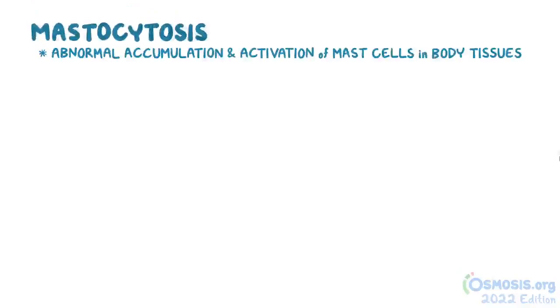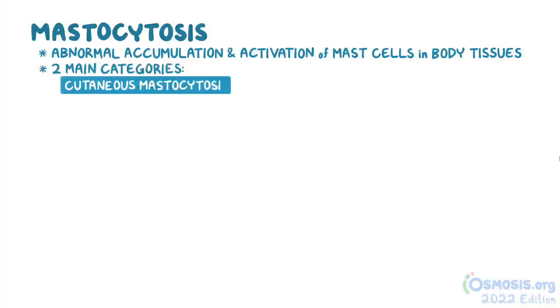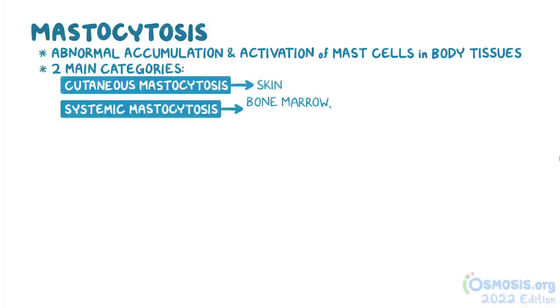As a quick recap, mastocytosis is a rare disorder characterized by abnormal accumulation and activation of mast cells in body tissues. It can be divided into two main categories, with cutaneous mastocytosis primarily affecting the skin. Systemic mastocytosis affects the bone marrow and internal organs like the liver, spleen, gastrointestinal tract, and lymph nodes.